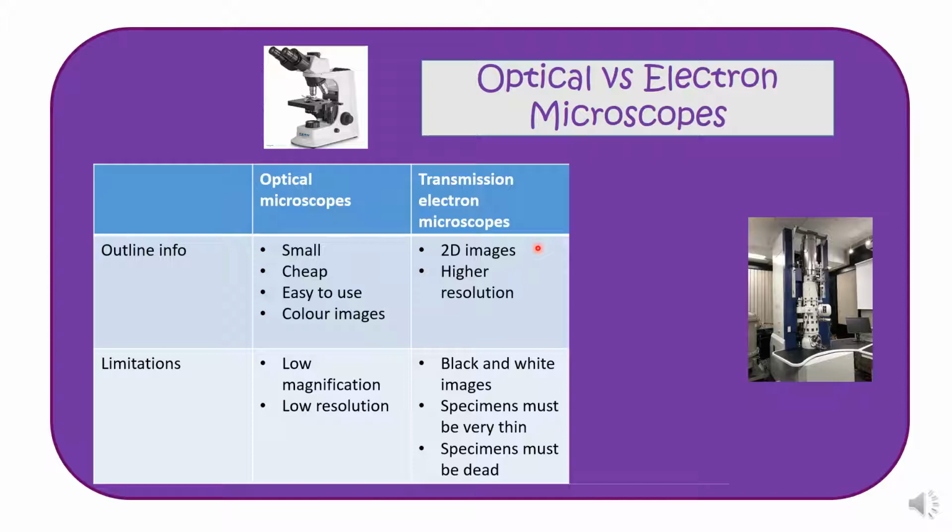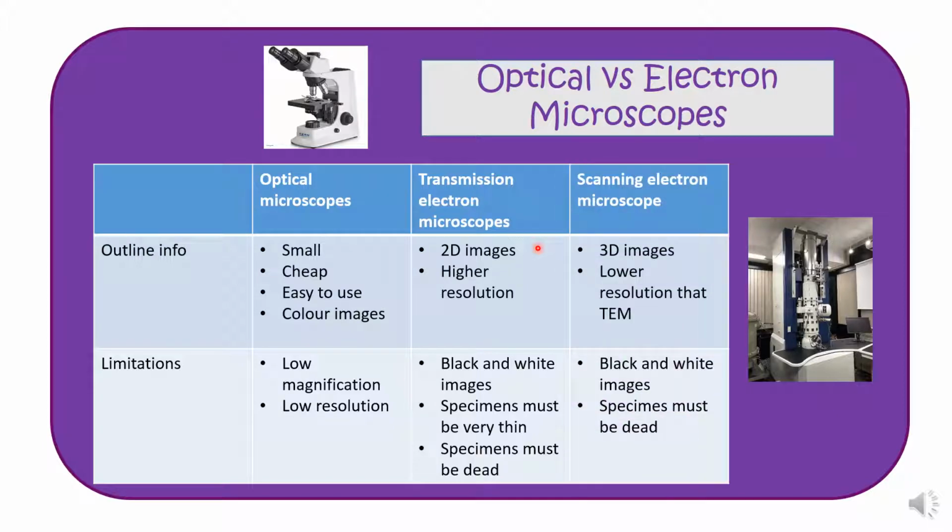So if you ever see an electron micrograph, which is a picture that we get from an electron microscope, if you see a micrograph with color, then that's been colored in after the picture's been taken. The image would have originally been in black and white. The specimens must be really thin in order to see them, and the specimens must be dead as well, because the specimen has to be placed within a vacuum.